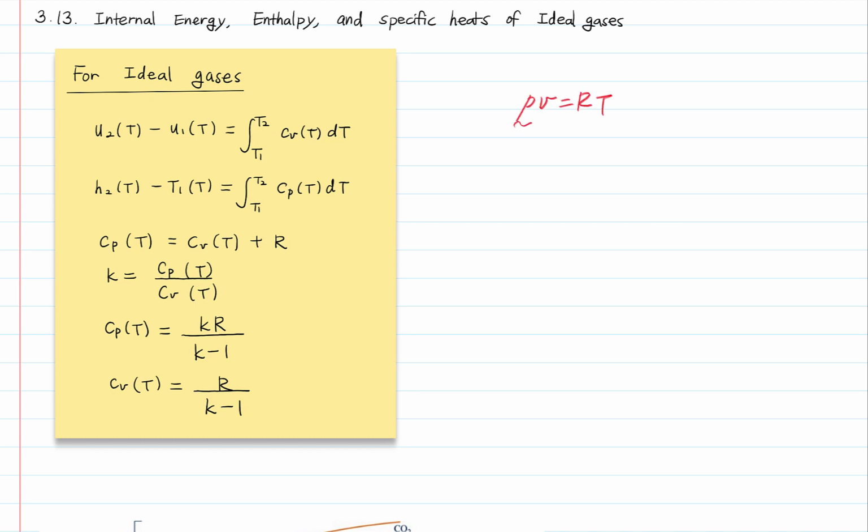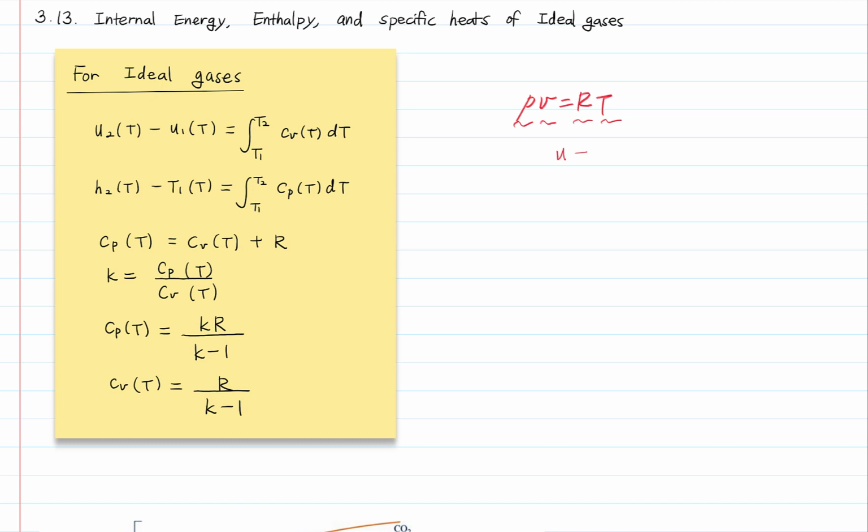So P is the absolute pressure. v, lowercase v, is the specific volume. R is a gas constant. T is temperature in absolute scale, so Kelvin or Rankine. There are several relations in this box, and the relations can be applied to ideal gases.